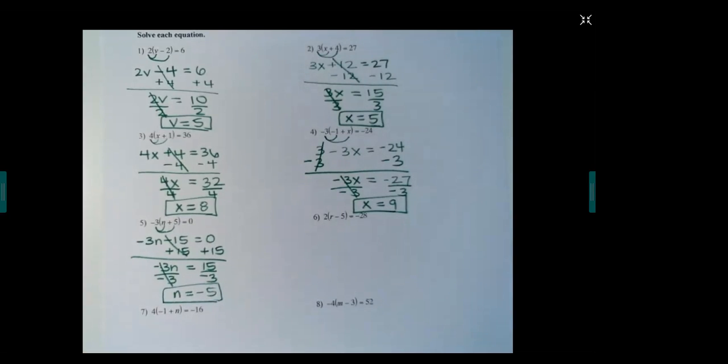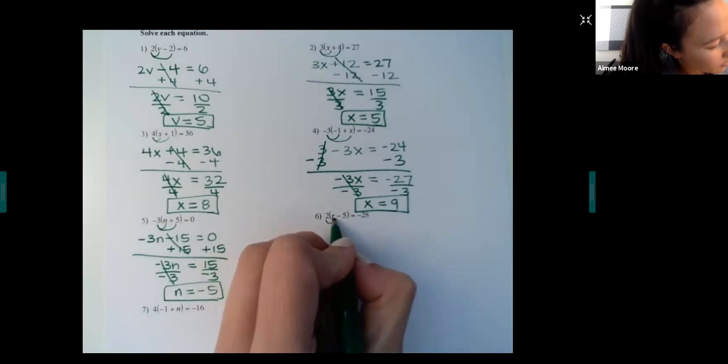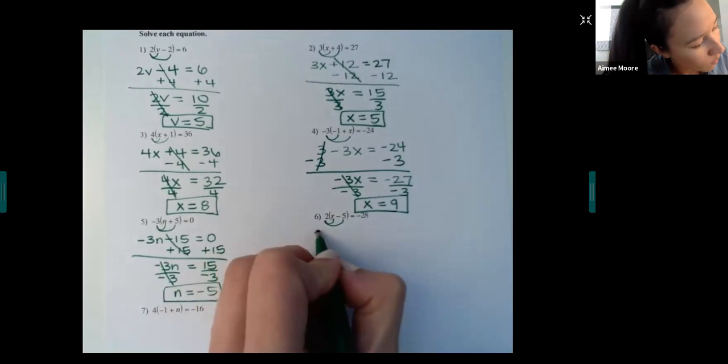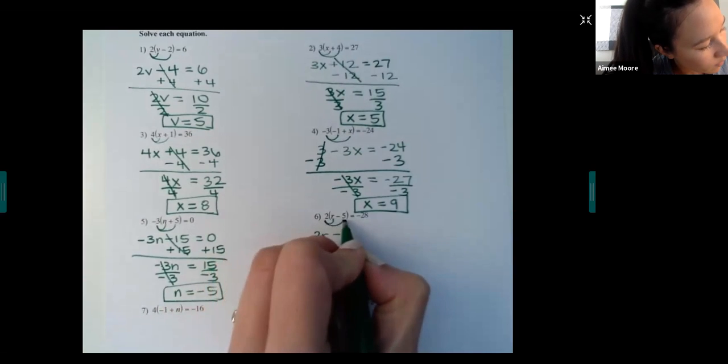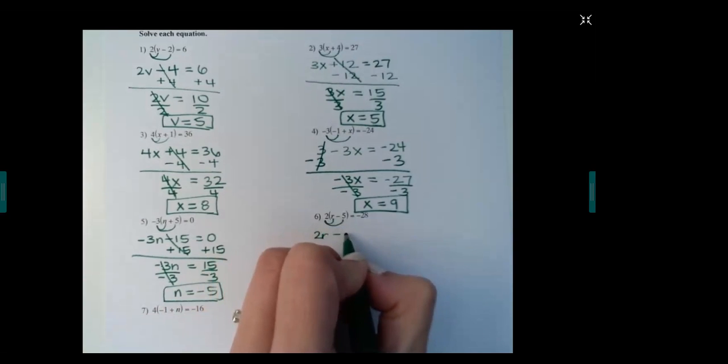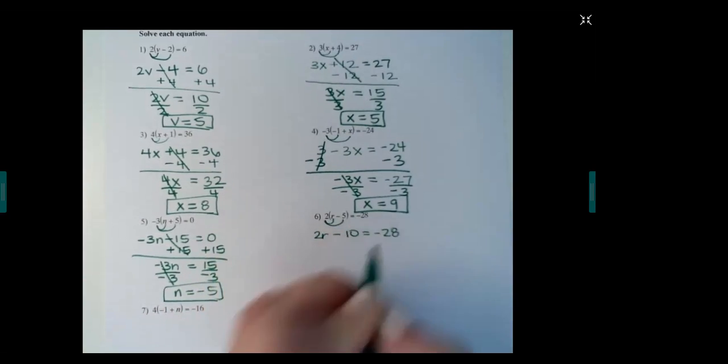Good. Okay, Solomon, what about number 6? So you have to first distribute the 2. Good. So it'll be 2r minus 10 equals negative 28. Very good.